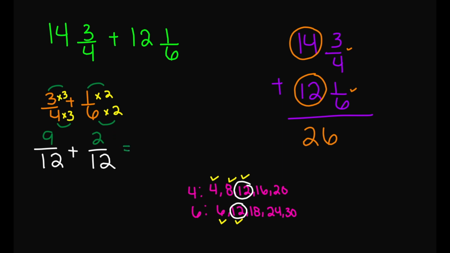Now that my denominators are the same, I'm going to add my numerators. So 9 plus 2 is going to equal 11, and that's going to be over 12. So your answer here, the fraction here, when we added 3 over 4 plus 1 over 6 is going to equal 11 over 12. And since I cannot simplify any further, this is your final answer here.